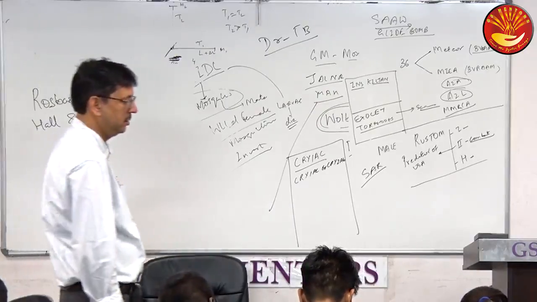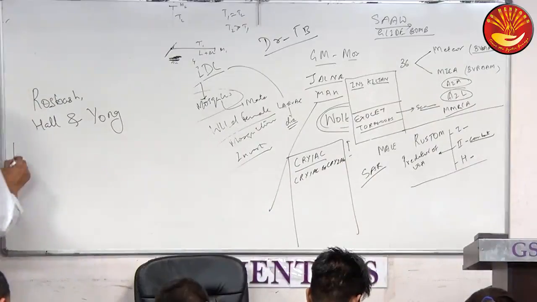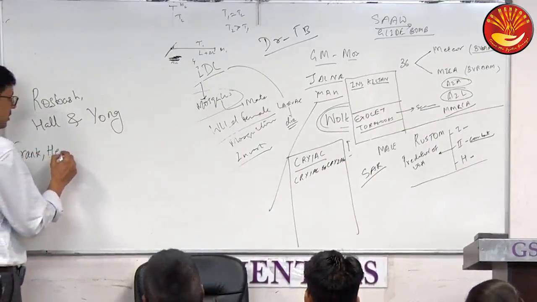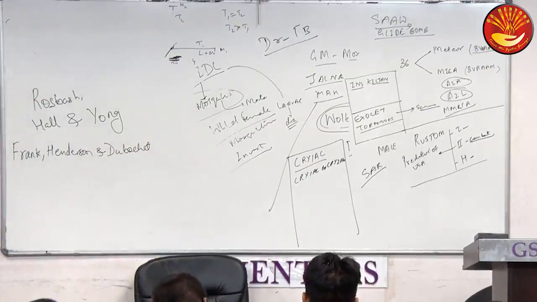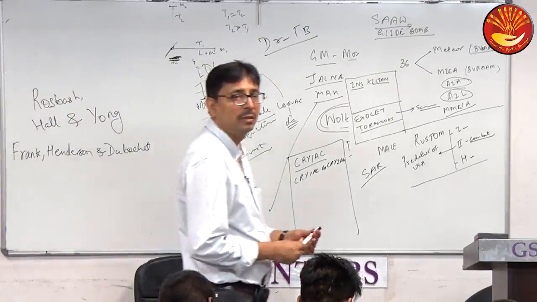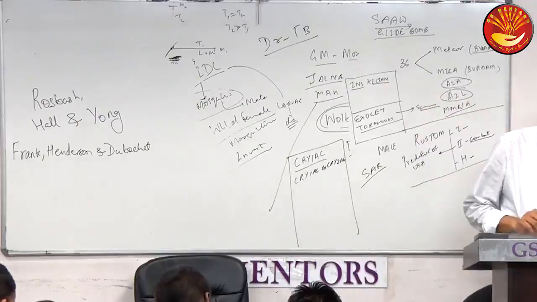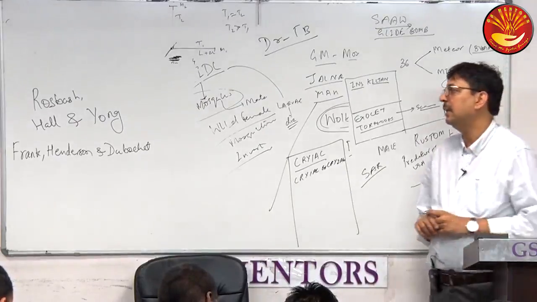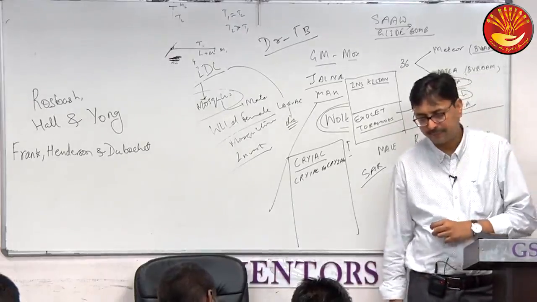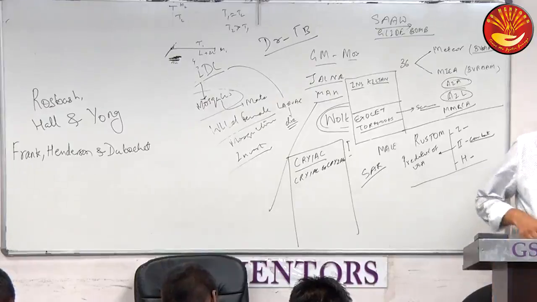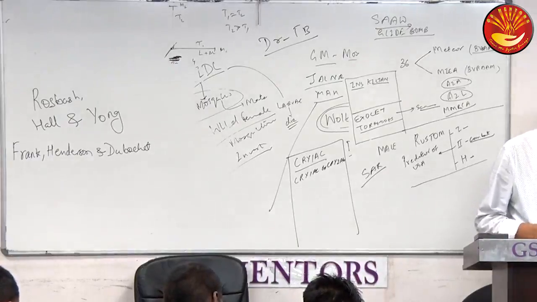Next, Nobel Prize in Chemistry to Frank, F-R-A-N-K, Henderson, and Dubochet, D-U-B-O-C-H-E-T, for cryomicroscopy. That is, they were successful in freezing the frame, F-R-A-M-E, when a particular change was unfolding.